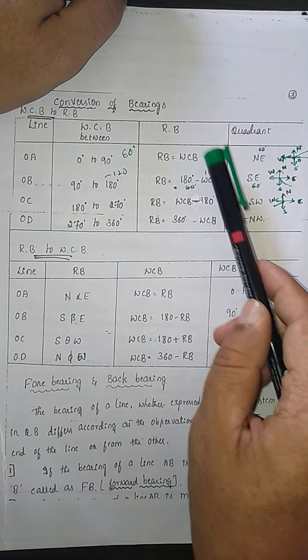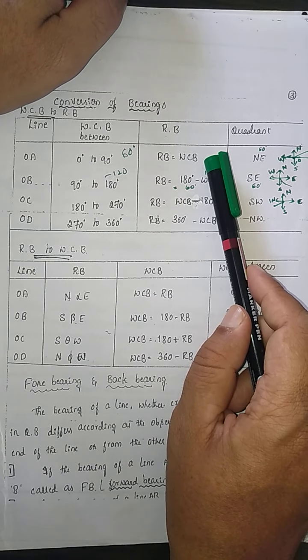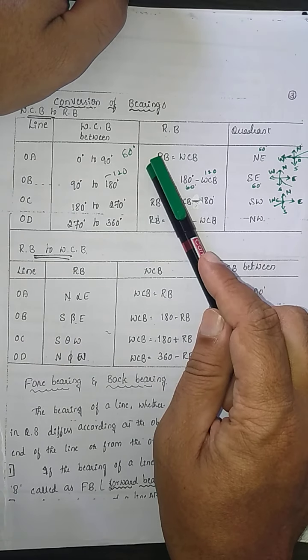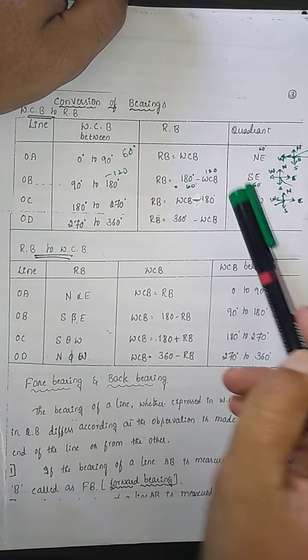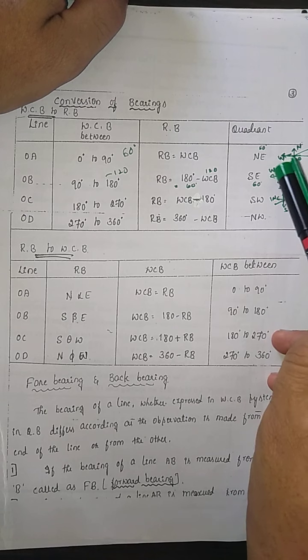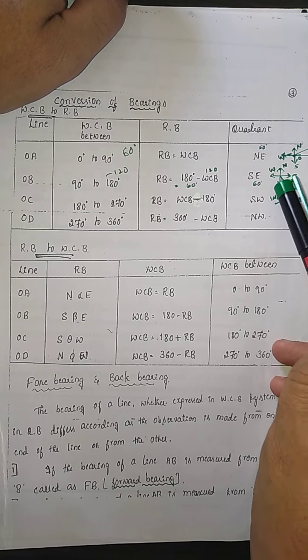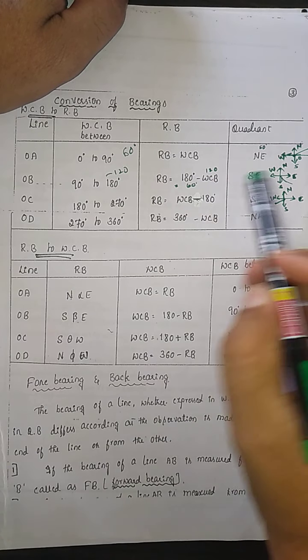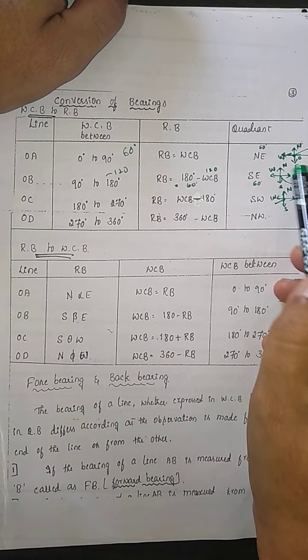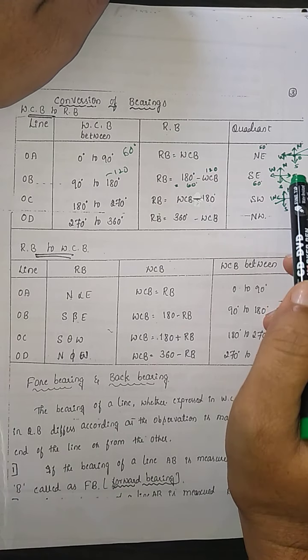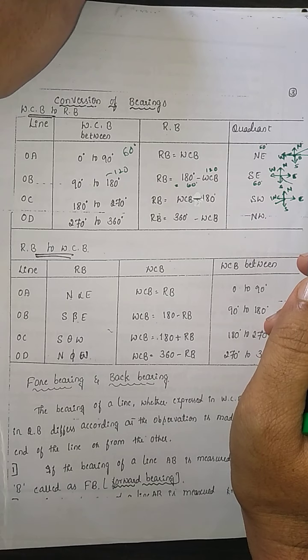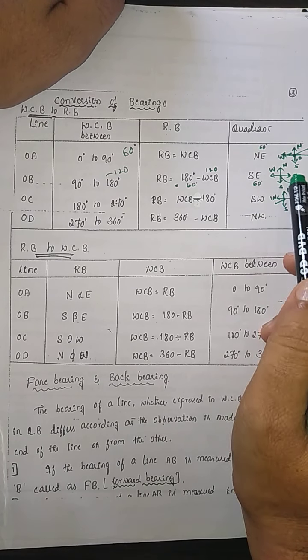So for 0 to 90, whatever the whole circle bearing reading is, that itself is your reduced bearing, where you are going to write it as northeast. If 90 to 180, it falls in the second quadrant, so you will be writing it as southeast. What I have already told is how you are going to have the whole circle bearing reading. What is whole circle bearing I have already discussed in the previous class.